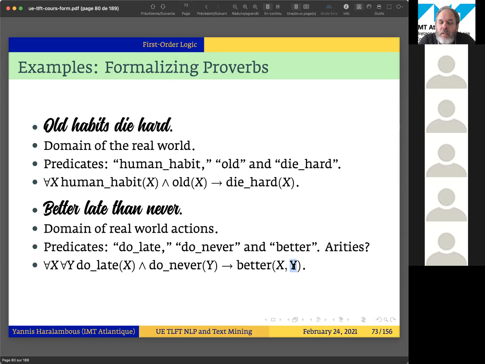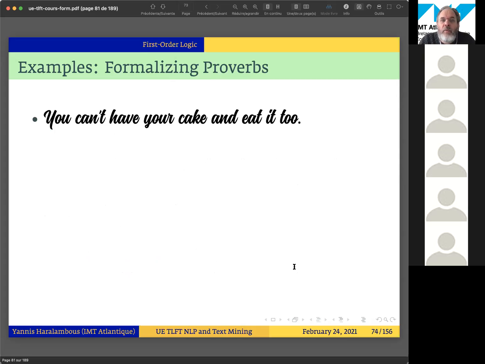Okay, this means that no matter what the actions are, an action that is late is better than an action that has never occurred. You can't have your cake and eat it too. So this is the English version of "on ne peut pas avoir le beurre et l'argent du beurre." Breton proverb, since butter is very important in Brittany. And cake is very important in the English spoken world.